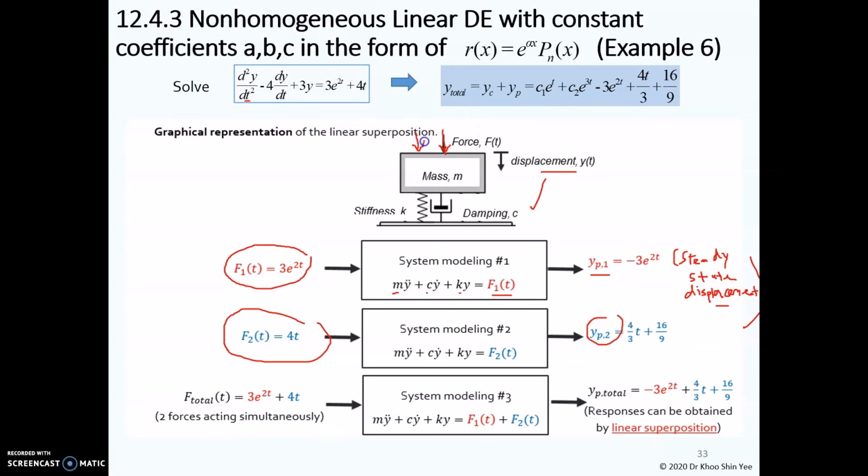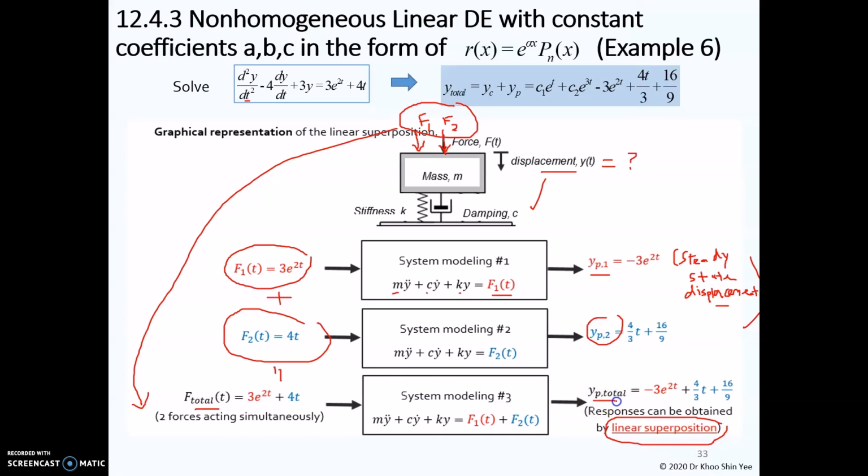What if you apply force 1 and force 2 simultaneously to the system? In this case, what would be the steady state displacement? If the two forces are acting simultaneously, then the total force will be equal to force 1 plus force 2. By using linear superposition, we can obtain the particular solution due to this force. The total steady state displacement will be just equal to yp1 plus yp2.